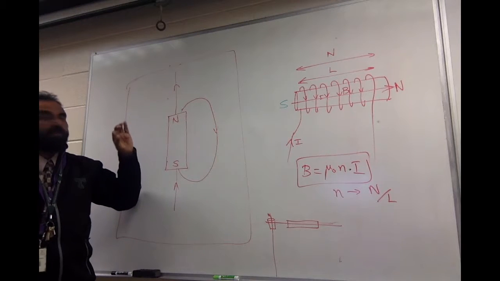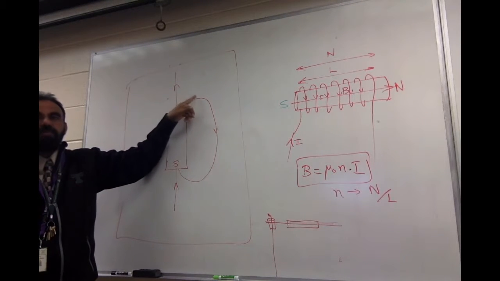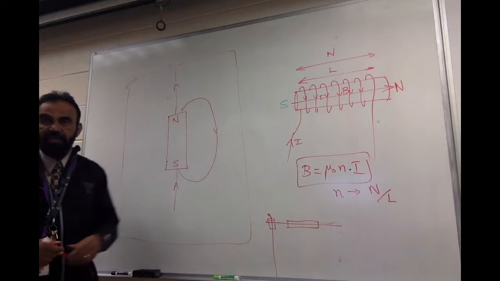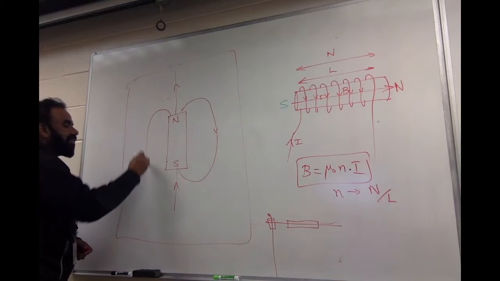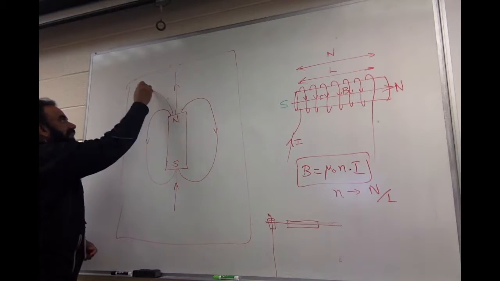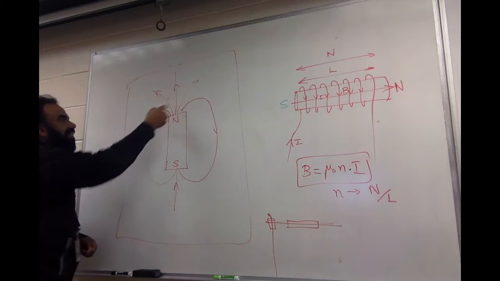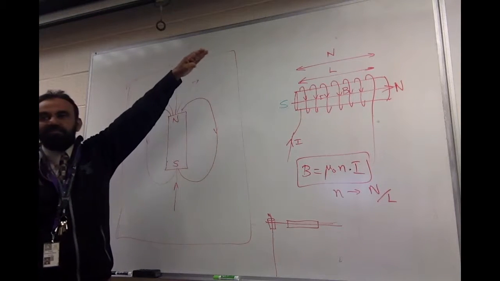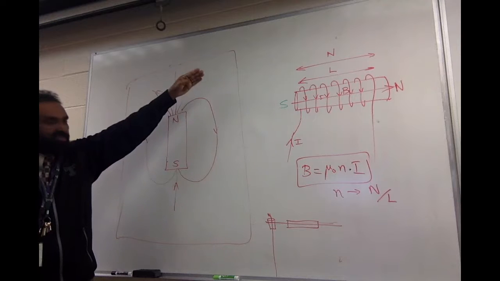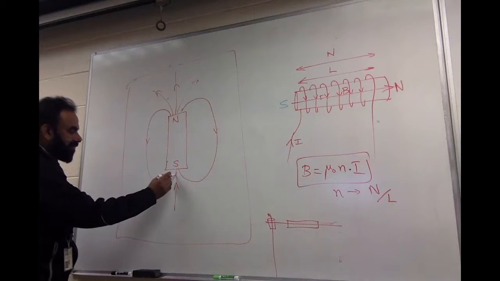The imaginary path taken by a unit North Pole when released in the field, that is a magnetic field line. So this is a magnetic field line, that way. Now if you release it there, it will just get lost. There's no strength to bring it back again by itself.